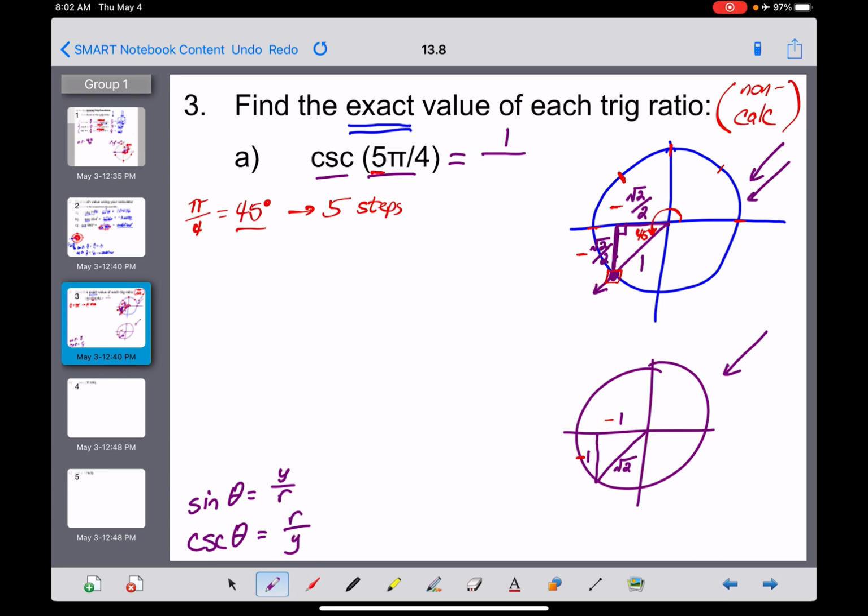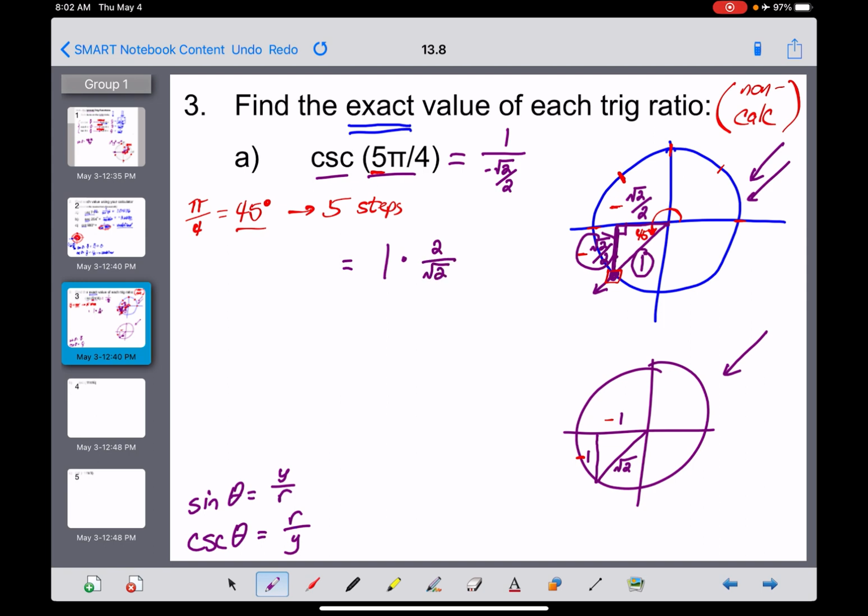Cosecant is r over y, my radius is 1, and my y-coordinate here is negative root 2 over 2. That's kind of ugly here, guys. So let's talk about a way that we can clean that up a little bit. We're going to take our numerator, which is 1, and rather than dividing by a fraction, we're going to multiply it by its reciprocal. So this becomes multiplication now by 2 over the square root of 2.